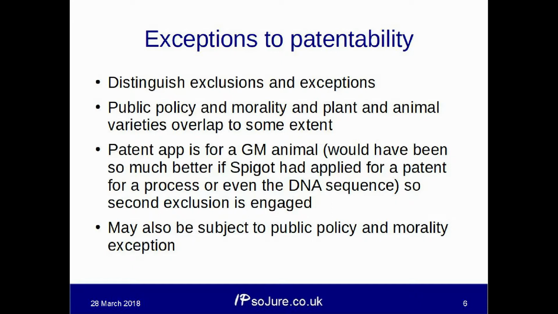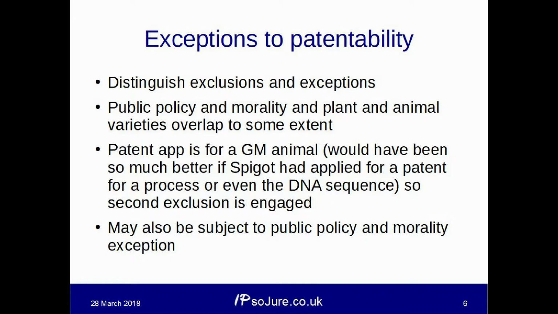So here we've got the exception on the basis of public policy and morality. The exploitation of the invention would be contrary to public policy and morality. And we've also got the exception for plant and animal varieties. They overlap to some extent. And the University of London Module Guide, I think, mixes them up a bit. You're told in the scenario that the patent application is for a genetically modified sheep, so the second exclusion is clearly engaged, in the sense that it's got to form part of your answer.